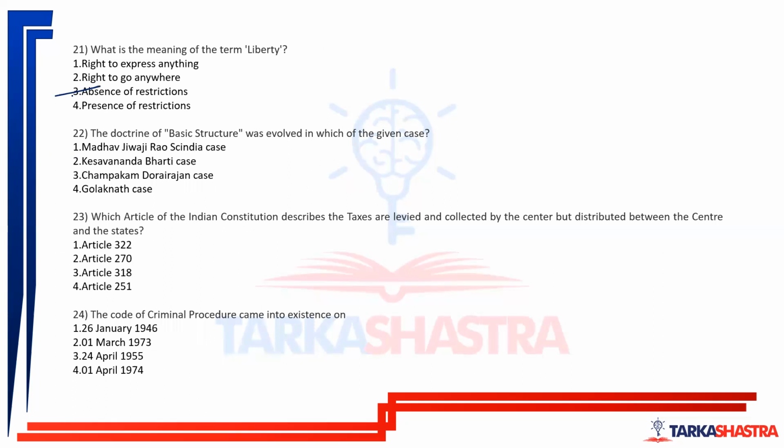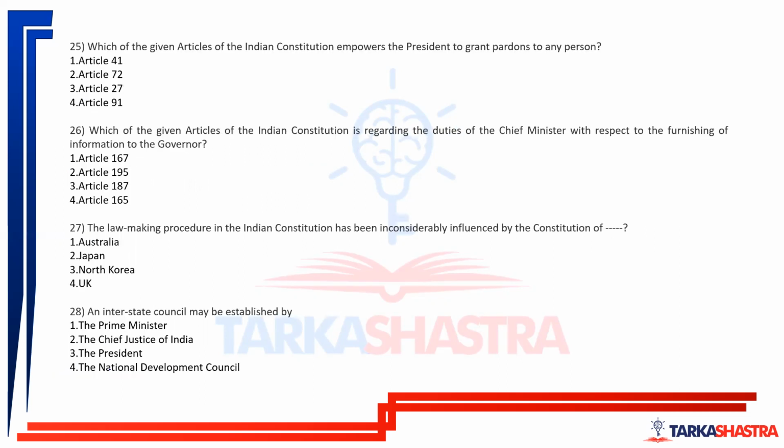The doctrine of basic structure was evolved in which case? It was evolved in the Kesavananda Bharati case. Which article of the Indian Constitution describes that taxes are levied and collected by the Centre but distributed between the Centre and the states? It is Article 270. The Code of Criminal Procedure came into existence on 1st April 1974.